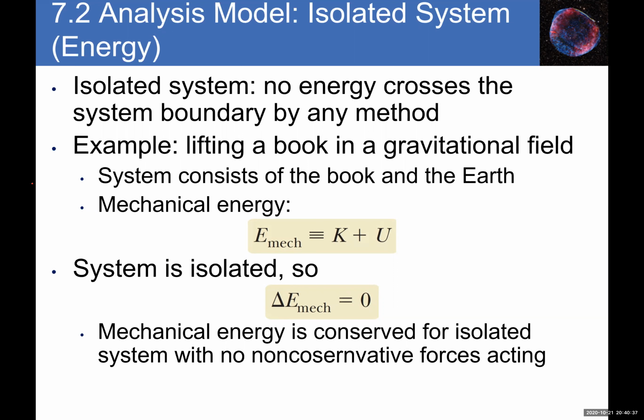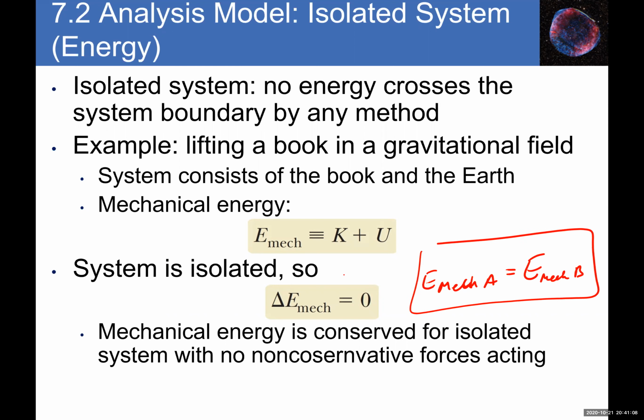Now, here's the important thing about this mechanical energy. If the system is isolated, that means there are no external forces acting and doing work, then the mechanical energy of the system is always constant, meaning the change in mechanical energy equals zero, which means the mechanical energy at some point A is always equal to the mechanical energy at some point B. Okay, the energy before and after is exactly the same. So mechanical energy is conserved for an isolated system with no non-conservative forces acting.